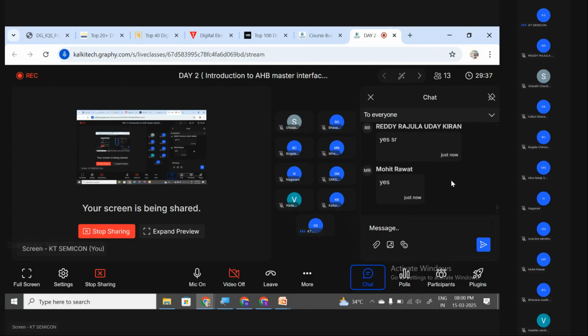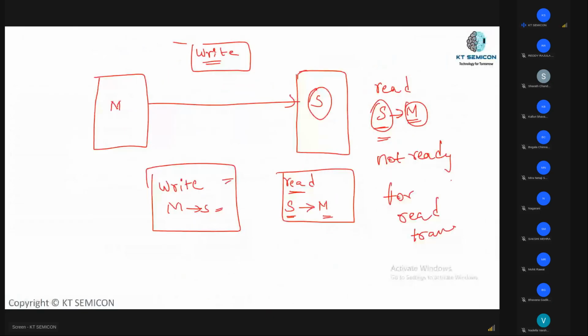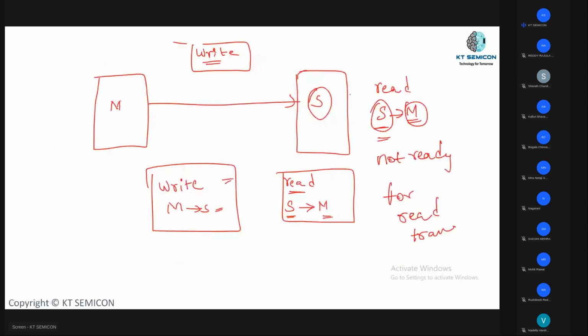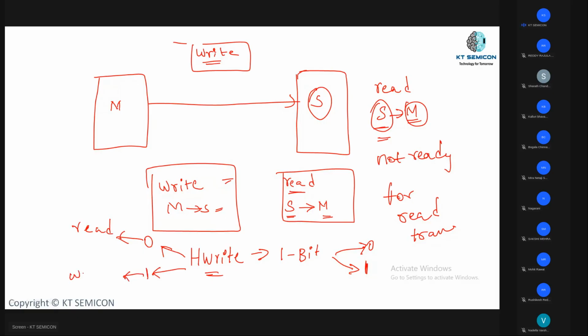So this is the use of this particular address, and it is 32 bits wide. And next, coming to one more signal, which is known as HWRITE. We have already discussed this. This HWRITE is also an output of your master, and it is 1 bit wide. So it can be either 0 or 1. If HWRITE is equal to 0, then it is a read operation. And if HWRITE is equal to 1, then it is a write operation.